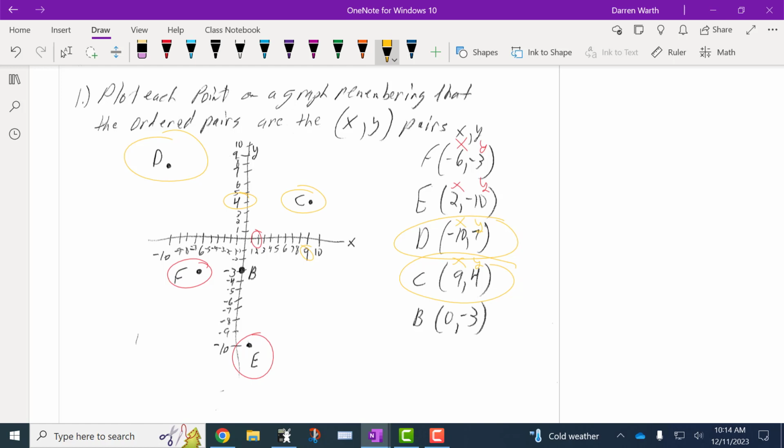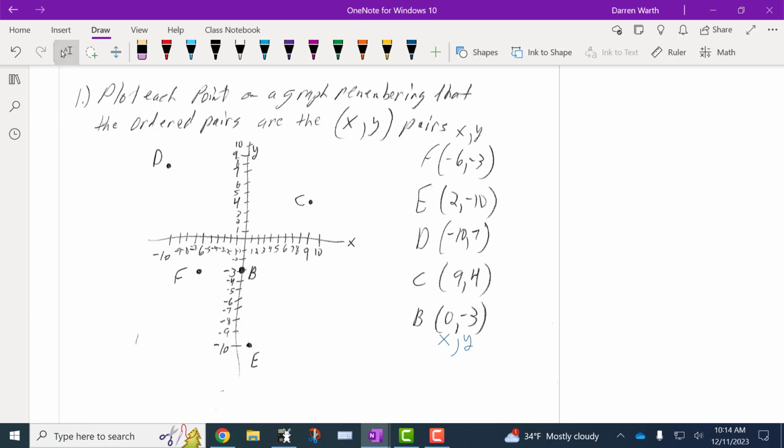And the last point, B, which is going to be 0, -3. So this is your X value, this is your Y value. So go to where X is at 0, and go down to -3, and label that point as 0, -3. So number 1 on your test, you're just going to be plotting some points for me. So just go ahead and plot all those points that are given to you.